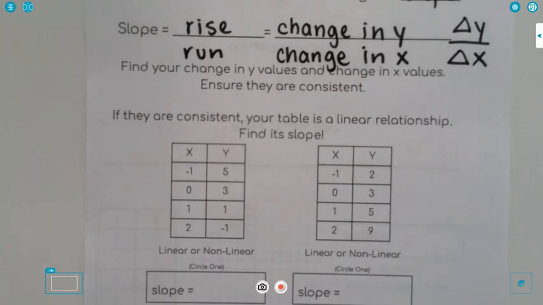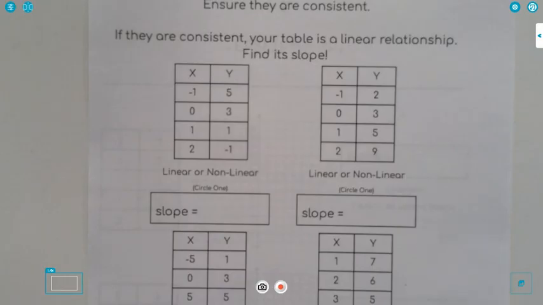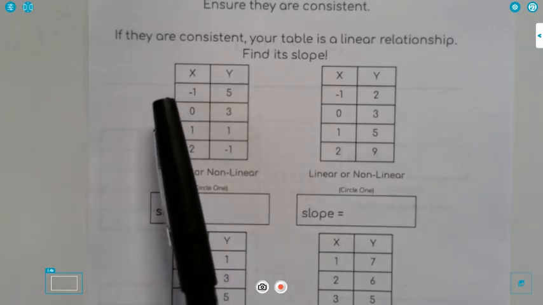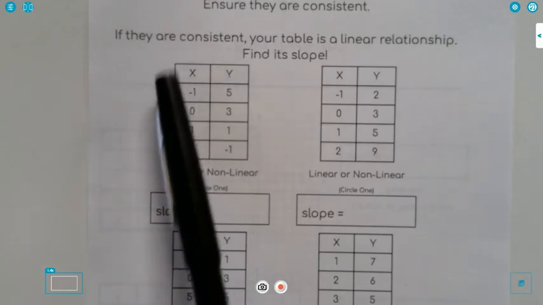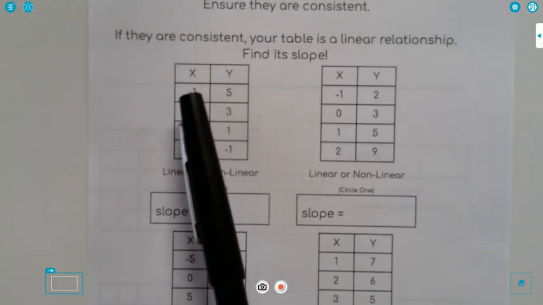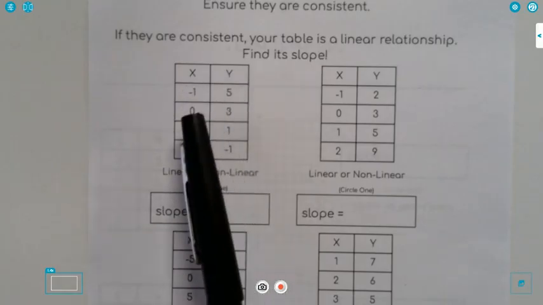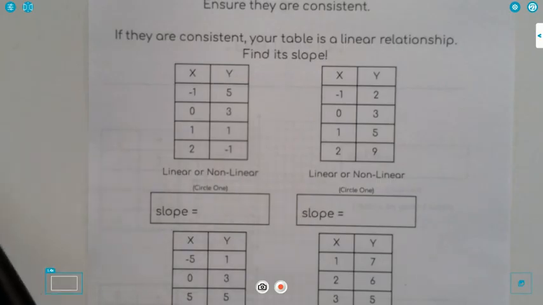Okay? So, coming down to our table, the first thing that we need to notice, just like ordered pairs go x and then y, our table, this is a list of x values, this is a list of y values. So this would be like saying I have an ordered pair at -1, 5, at 0, 3, at 1, 1, and at 2, -1. That's just 4 ordered pairs. It's just written in a table instead of being written in a list.